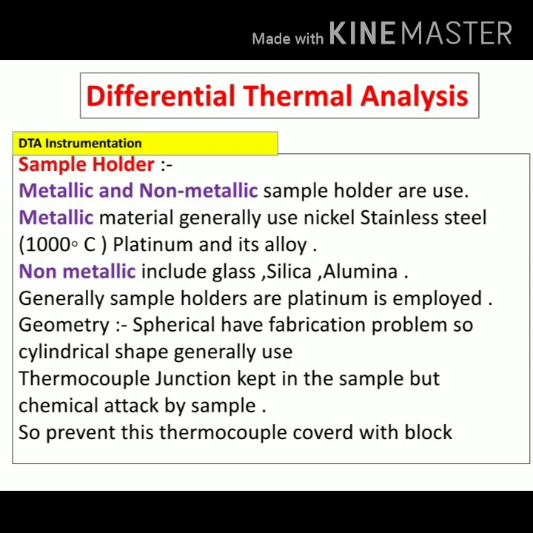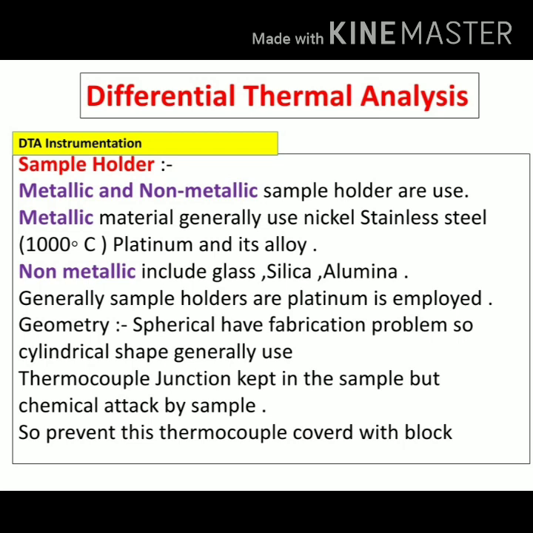Next is the sample holders. There are two types of sample holders: one is the metallic sample holder and the other is the non-metallic sample holder. Depending on the sample used, we select the metallic or non-metallic sample holder. The metallic sample holders are generally made of nickel, stainless steel, platinum and its alloys. Nickel and stainless steel sample holders are used up to 1000 degrees Celsius. The non-metal sample holders are glass, silica or alumina.